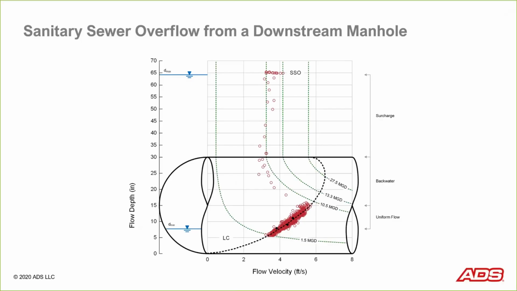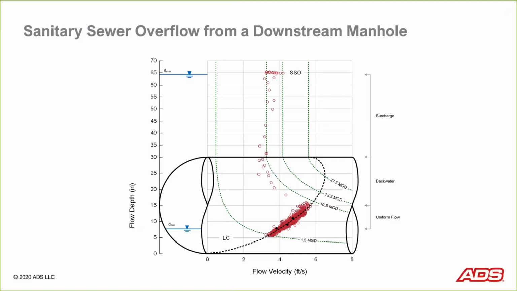But once it hits an elevation around 65 inches, the velocity actually starts to increase. And it increases to a maximum velocity that's associated with another ISOQ at 13.3 million gallons per day. And this is the classic signature of a downstream SSO. In a downstream SSO, remember the monitor is measuring all the flow that comes through it. And that capacity, in this case, gets throttled to 10.5 million gallons per day until the overflow goes active.